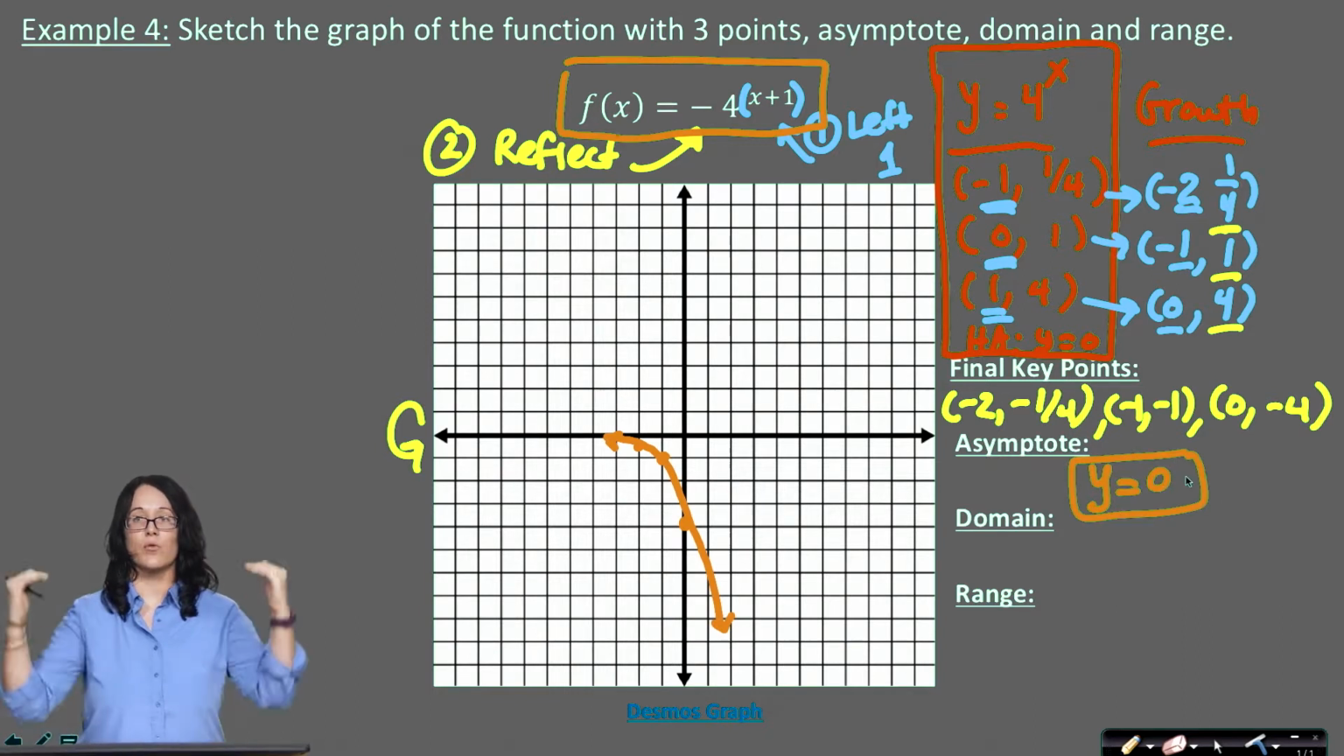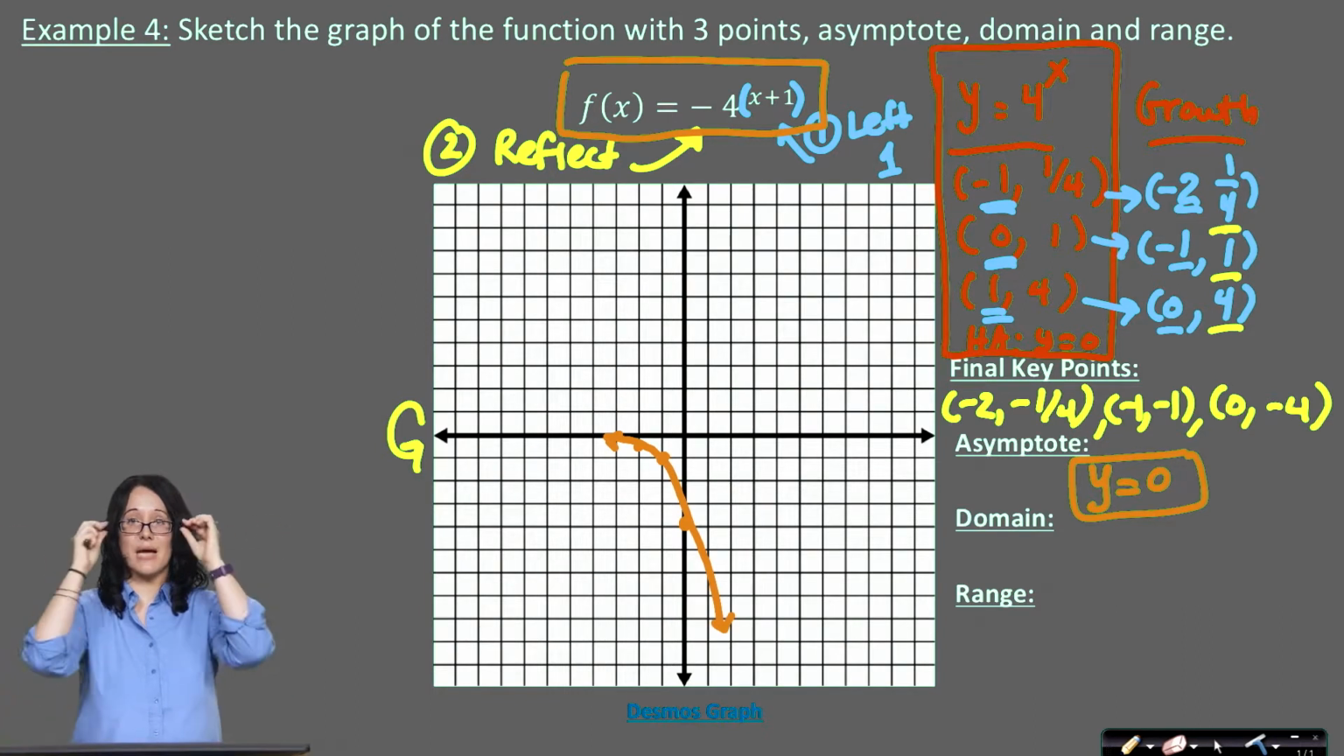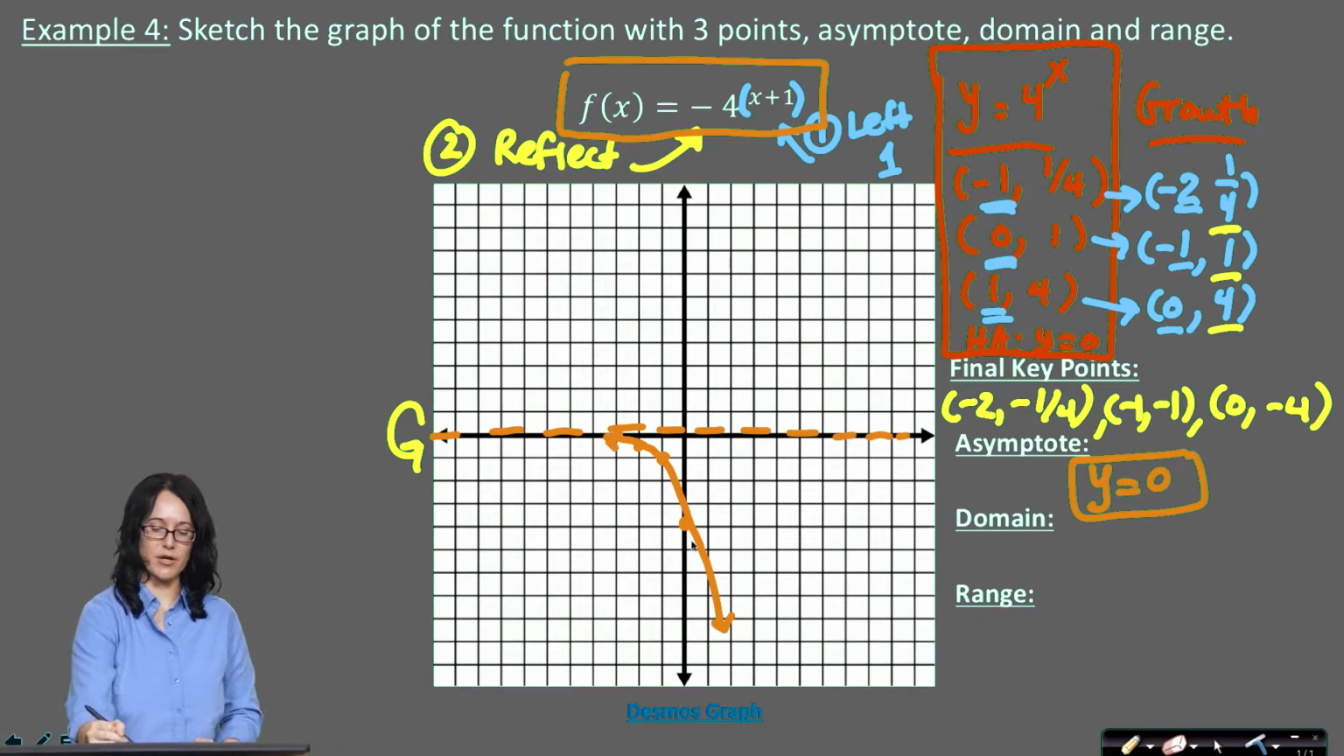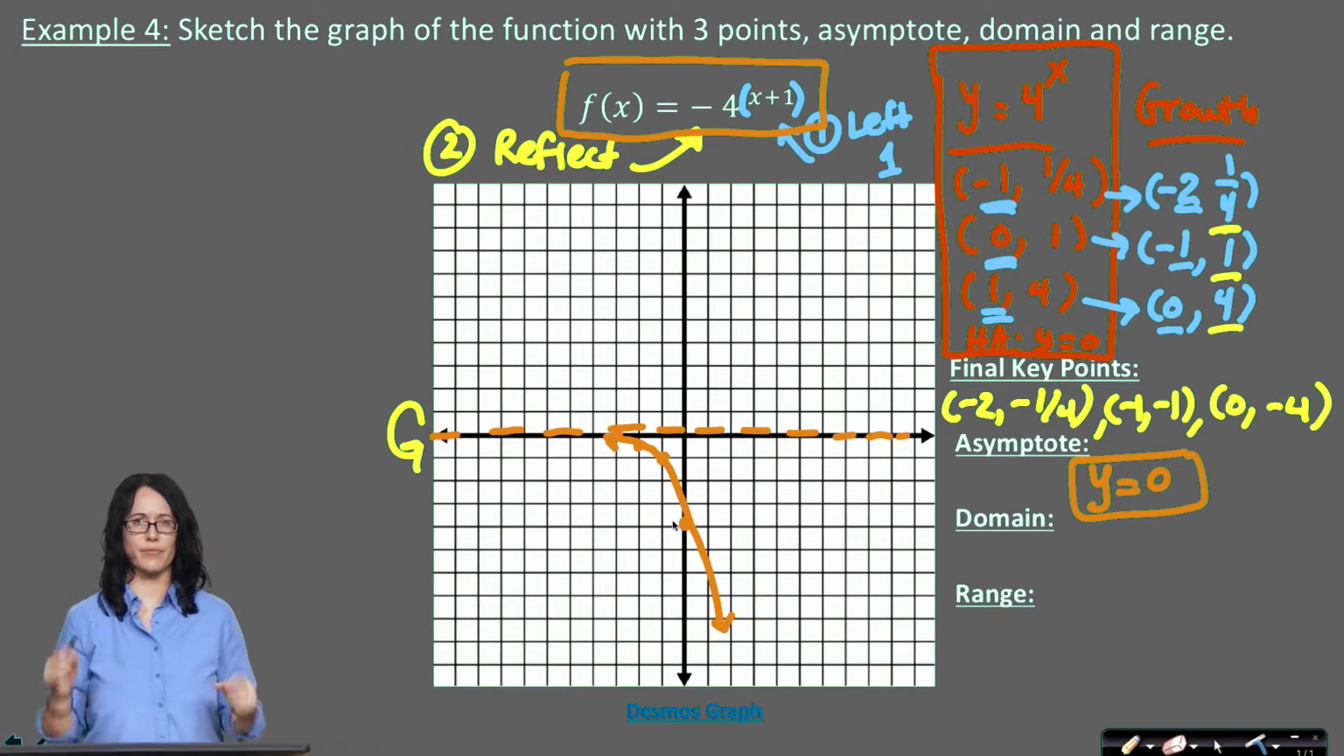Why is that? Well, the graph never moved up or down. The only time the horizontal asymptote y equals 0 will change is if we move the graph up or down. So the asymptote is still right there. We're still getting closer and closer to 0. Your graph should be a lot curvier, so check out the Desmos graph below. Click on that link, or type it in yourself into a graphing utility, and you can see the actual curvature that it should look like. I'm just doing a very quick sketch for you.